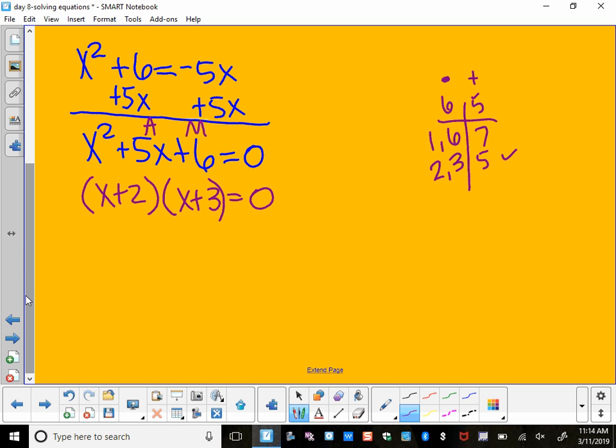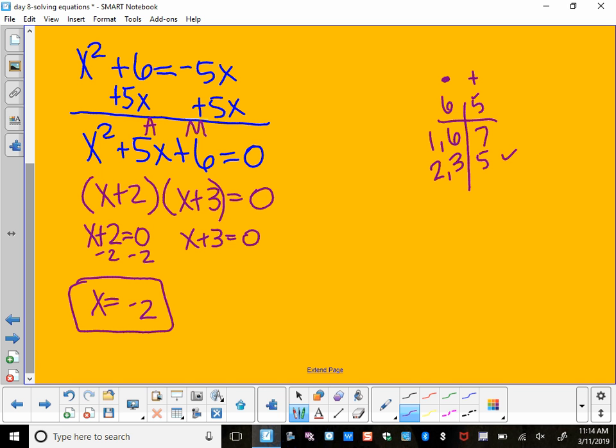Almost done. I need everything to equal 0. I gotta get rid of this equal to 0, so I'm gonna set each factor equal to 0 to get my answer. So if I have x + 2 = 0 and I subtract 2 from each side, I get x = -2. And on the other side, if I subtract 3, I'm left with x = -3.